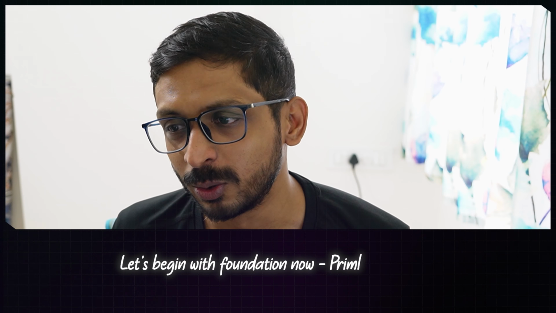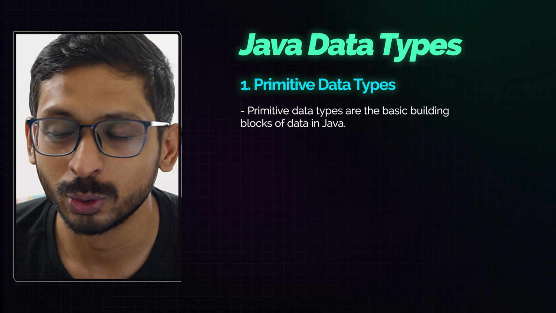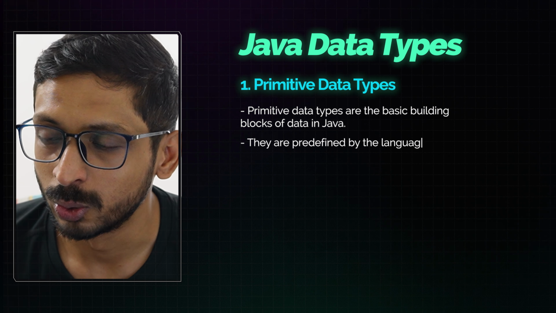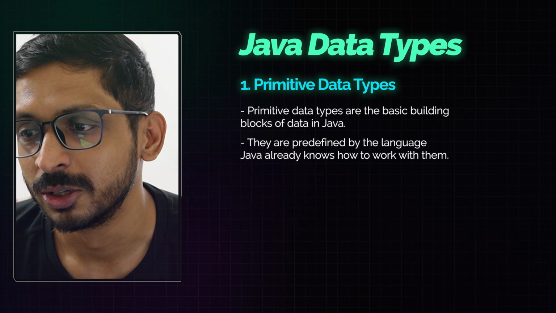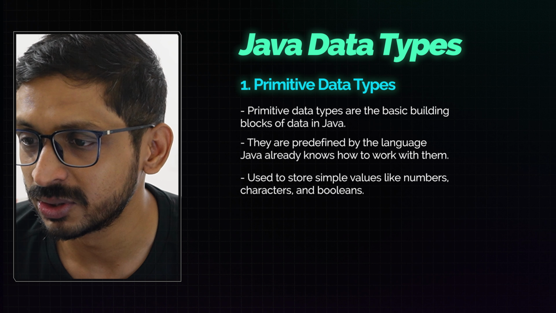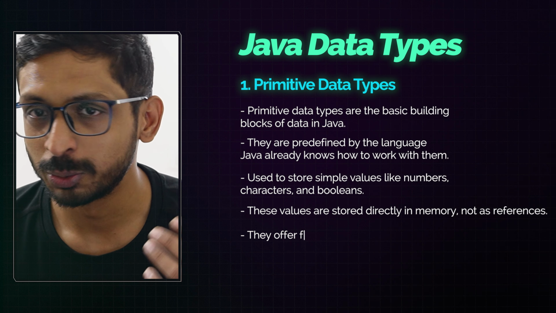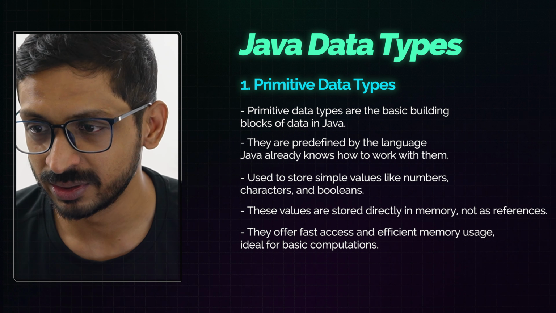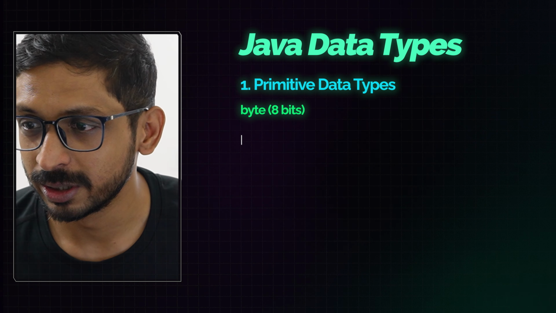Let's begin with the foundation, the primitive data types. These are the building blocks of data in Java and they are built right into the language. Java already knows how to handle them, so we don't need to define any special behavior. They are used to store simple values like numbers, characters, and booleans. And unlike objects, these values are directly stored in memory, which makes them super fast to access and also memory efficient. Let's quickly go through the primitive data types.